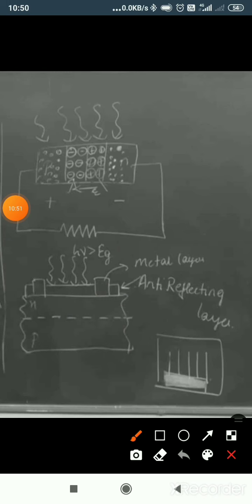So these are the metal fingers, metal layers. On top of this there is one anti-reflecting layer. The reason for adding this anti-reflective layer on top of this p-n junction is that when light falls on a layer, some of the light may be reflected back. In order to avoid that, the anti-reflecting layer is added.